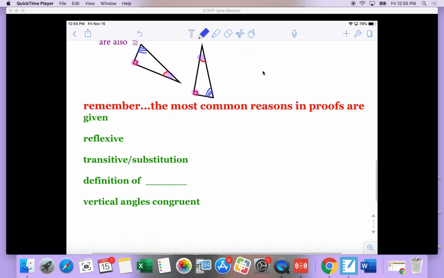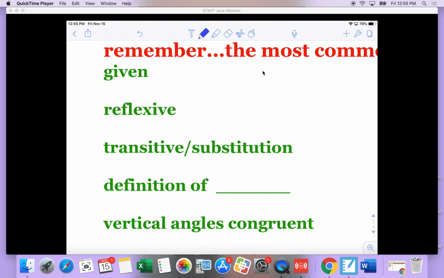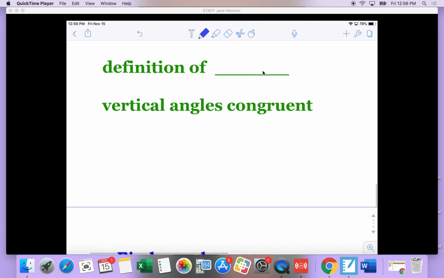Remember that the most common reasons for proofs are, and we've talked about it before, given, reflexive, transitive, or substitution, definition of vertical angles congruent, or a definition of parallel lines, something like that. We have vertical angles are congruent.